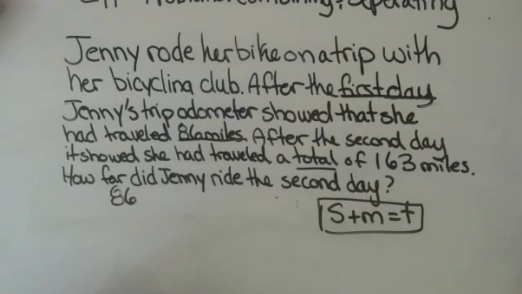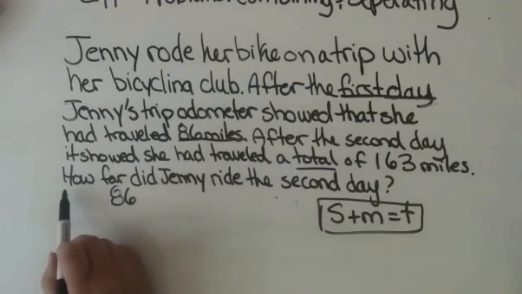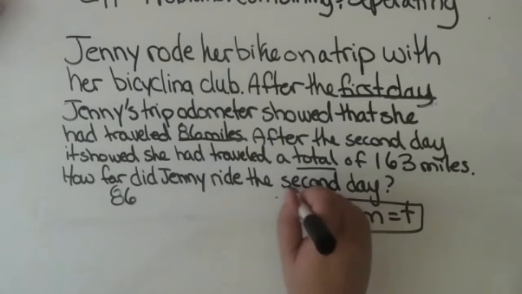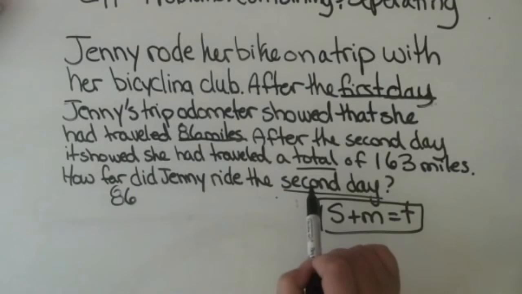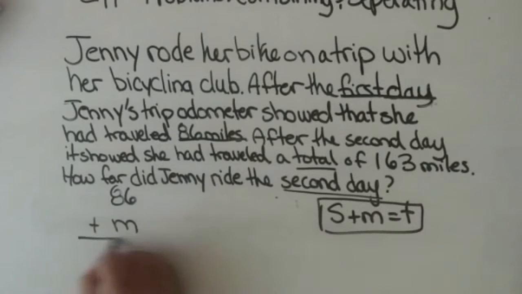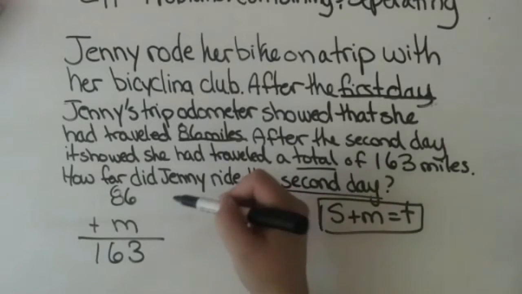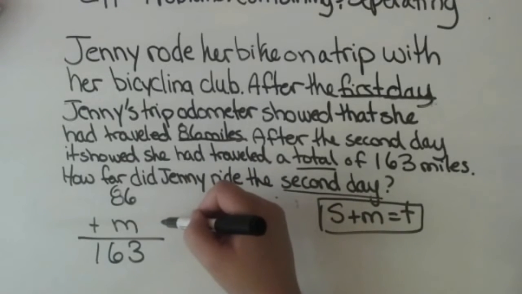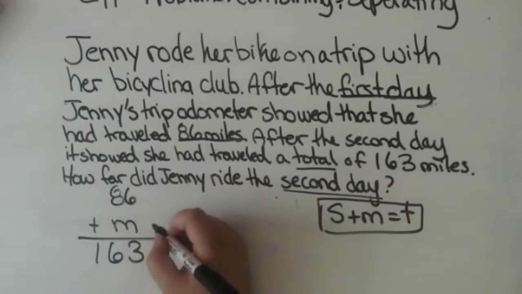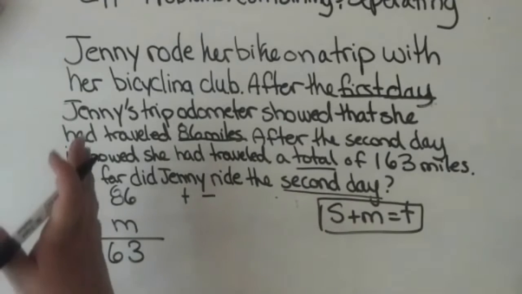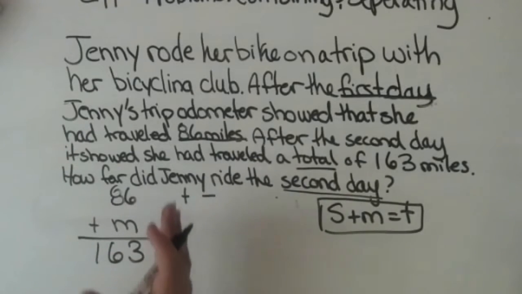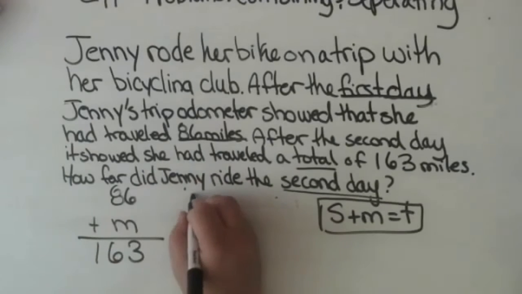How far did Jenny ride the second day? So notice this is the question. How far did Jenny ride the second day? Which means 163 is not the second day because it's asking you how far she rode. So that means we are missing our more, and 163 is our total. So we have the sum, we have the total, but we're missing our more. How we're going to find that is we are going to do the inverse. So remember, the inverse to addition is subtraction. If I can do addition going down, I can do subtraction going up. So we're going to switch it around.